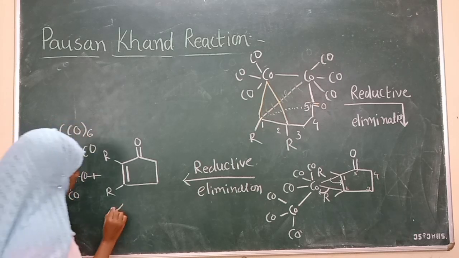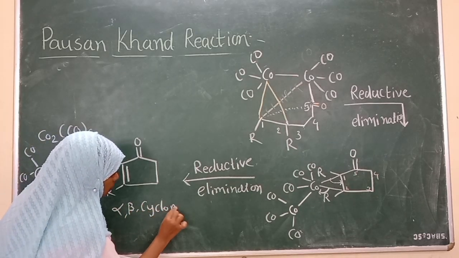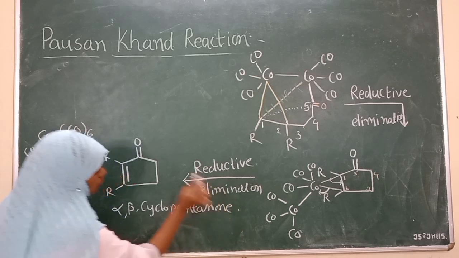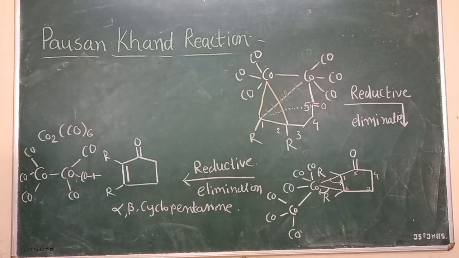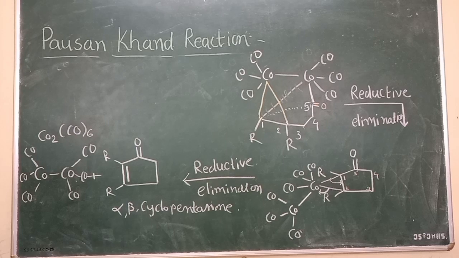Okay, here it is our alpha beta cyclopentenone. I think it is a very simple mechanism. It is a very important reaction for cyclization. After that, we can summarize that reaction.